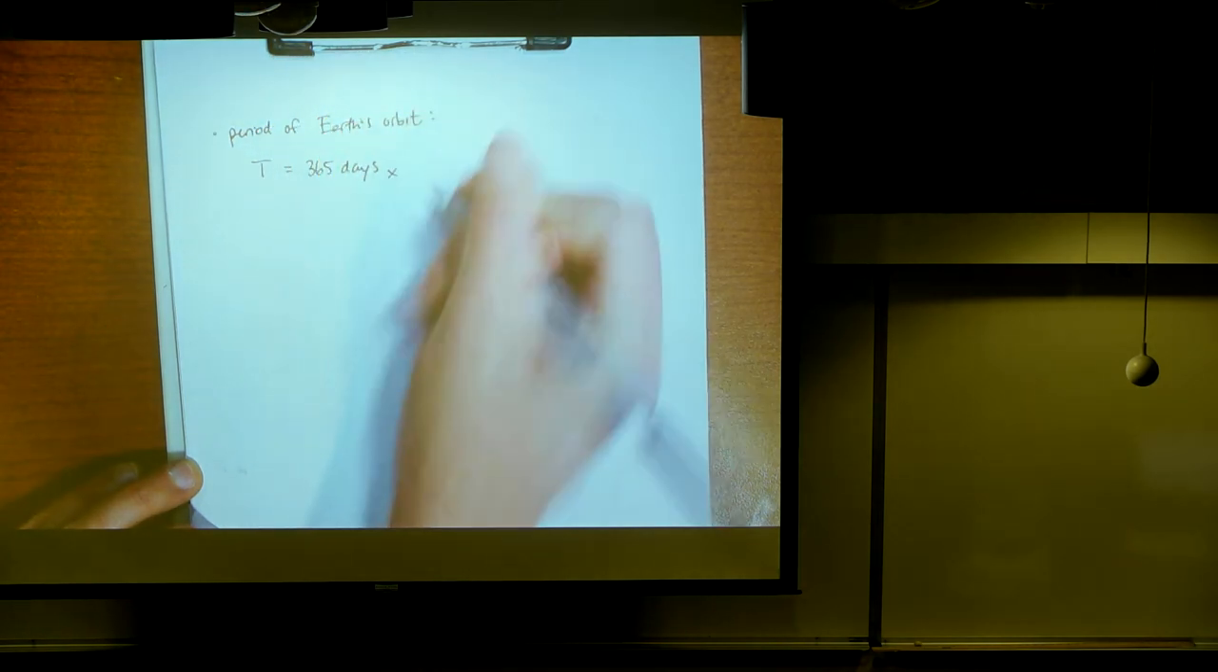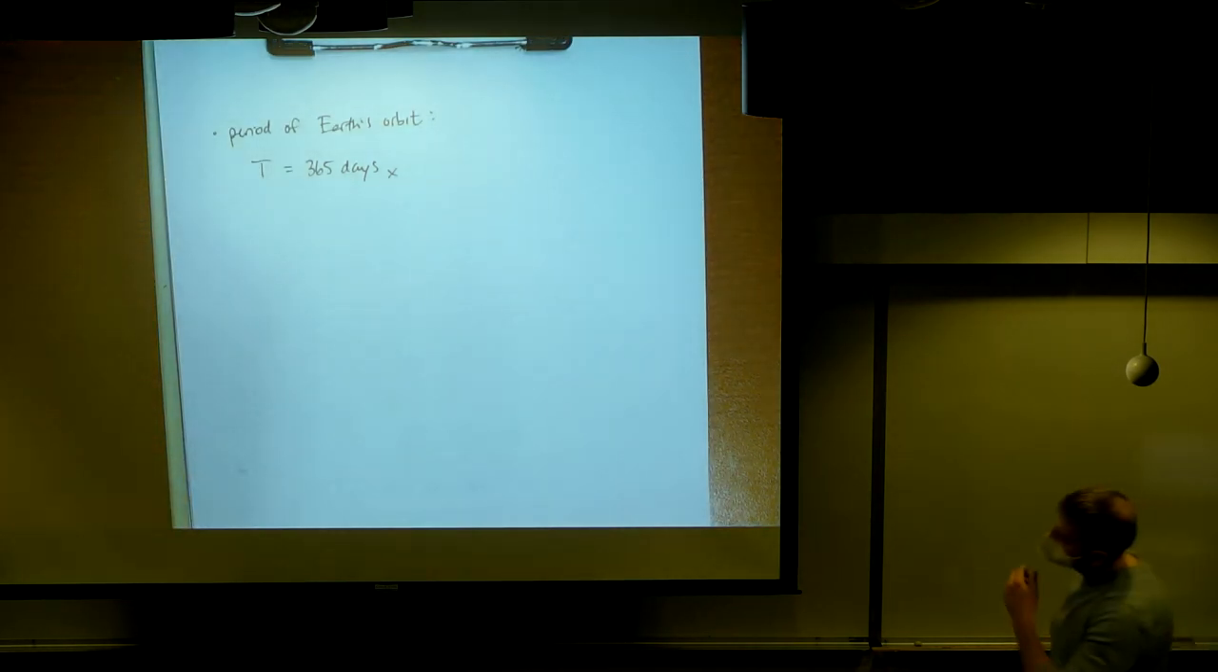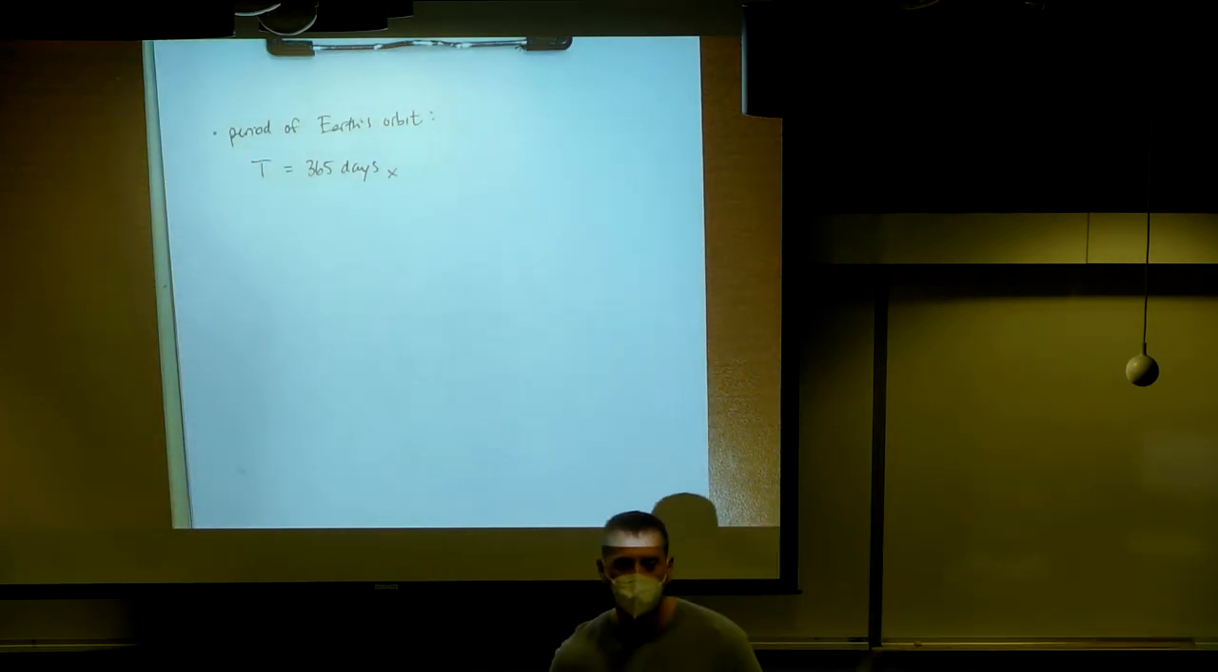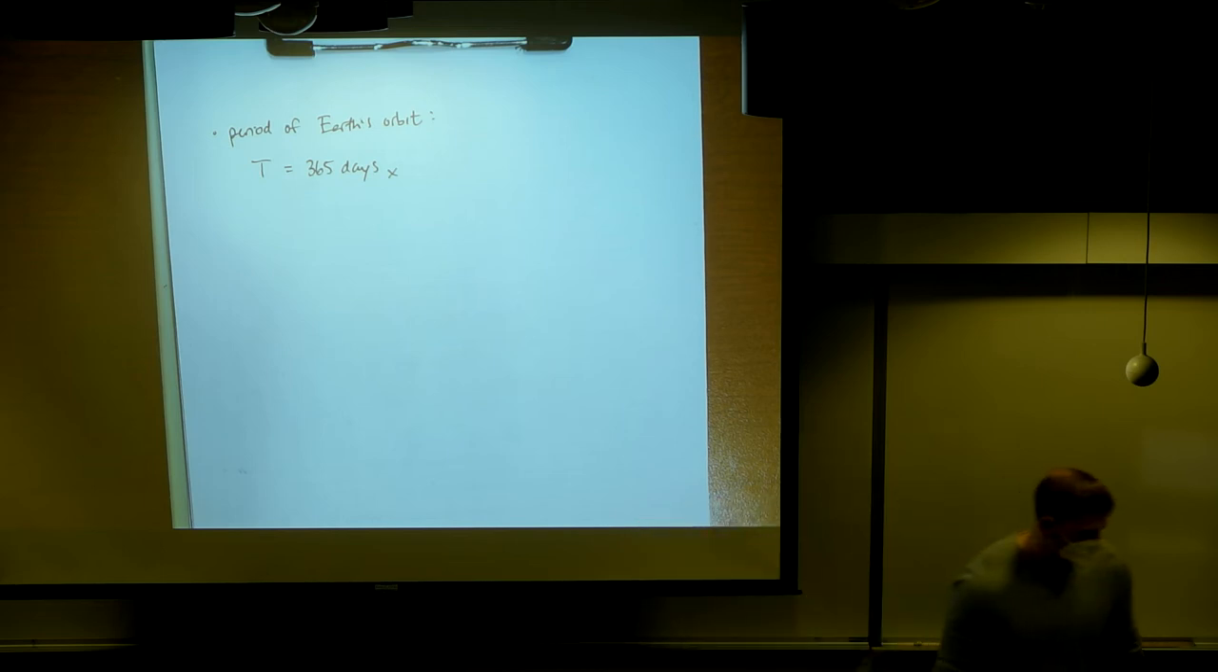By the way, this is not exact. It's actually like 365 and a quarter days. That's why leap years. But we're not being super precise. Let's just say 365. Okay? And let's convert that to seconds, because we're going to need to know the period in seconds for the next part of our calculation.